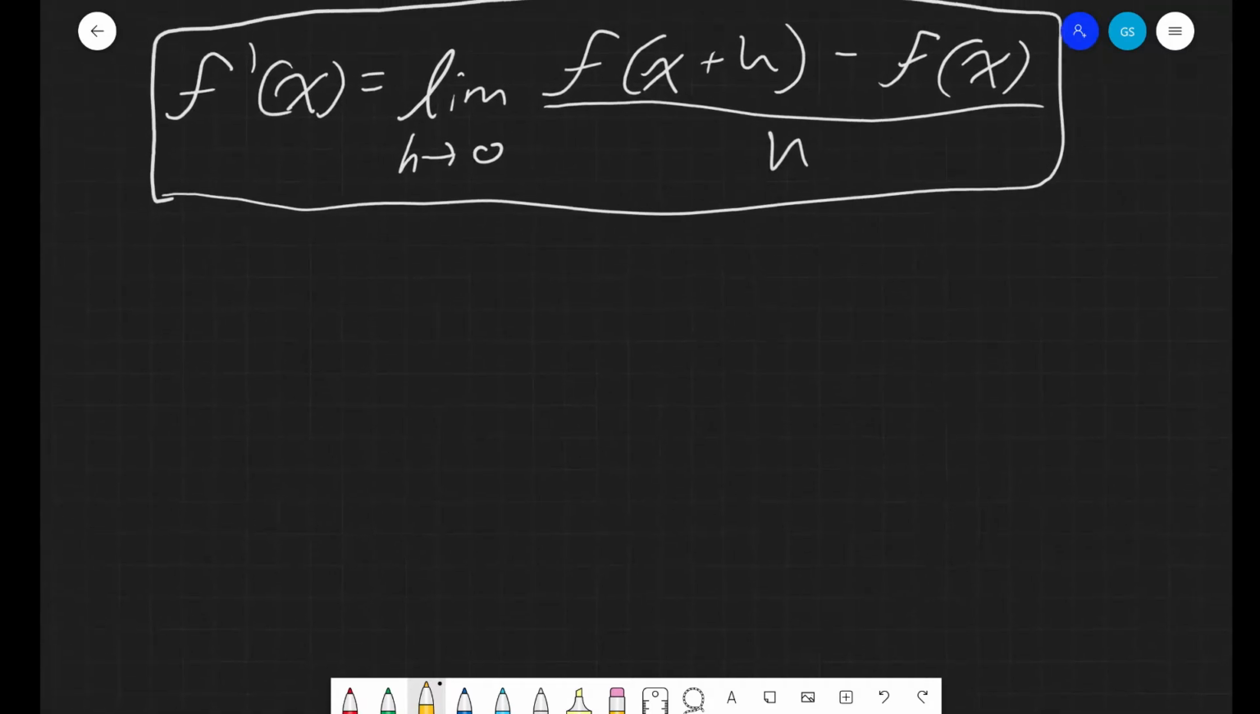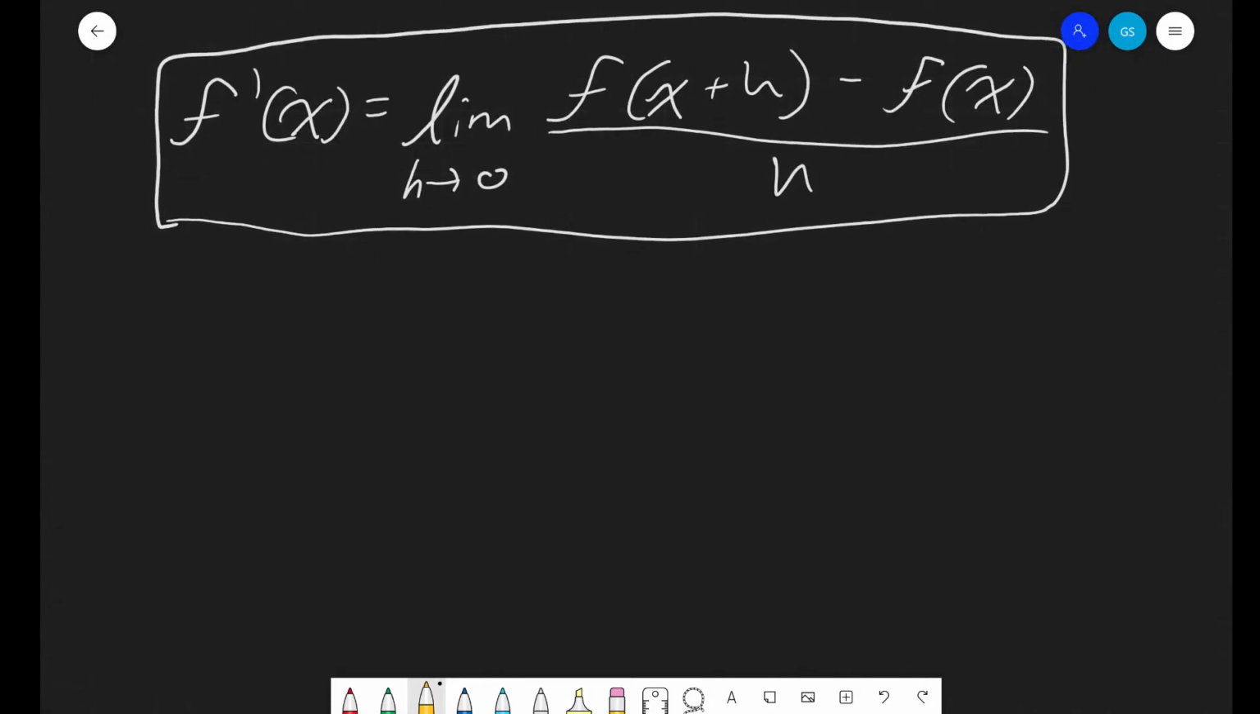So the first example is f of x equals x squared plus 2x. Find basically the derivative function. So pause the video and see if you can figure this out using this difference quotient formula.